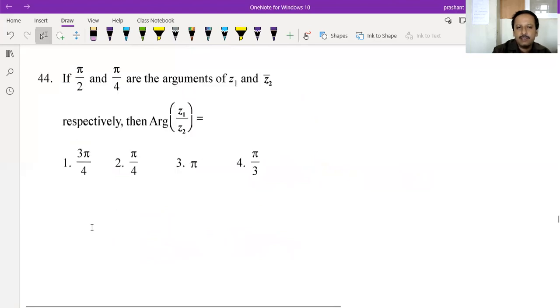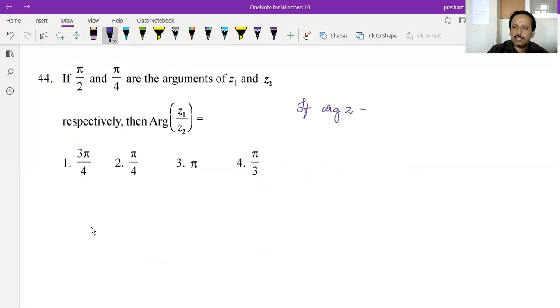Now, next question. If pi by 2 and pi by 4 are the arguments, argument is nothing but the amplitude, of z1 and z2 bar respectively, then argument of z1 by z2. Okay. So here two things you need to know. That is, if argument of z is equal to theta, then argument of z bar, that is the conjugate of z. If z is x plus iy, z bar will be equal to x minus iy. Then if argument of z is theta, then the argument of z bar will be equal to minus theta. This is one formula you need to know.